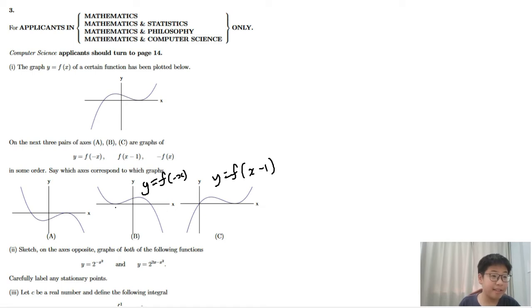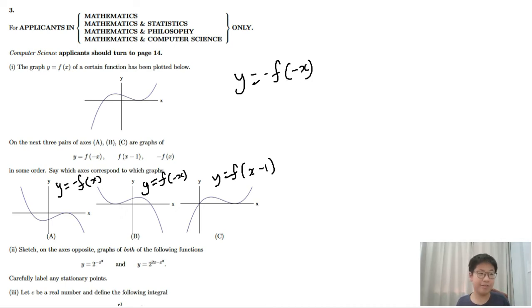And negative f of x is the other one, and it basically reflects the whole thing along the x-axis. So we have negative signs, which are used for reflections. And let's write this down. And a little bit of trivia, the equation y equals negative f of negative x rotates the whole graph 180 degrees around the origin.